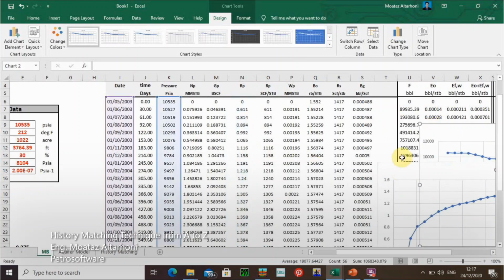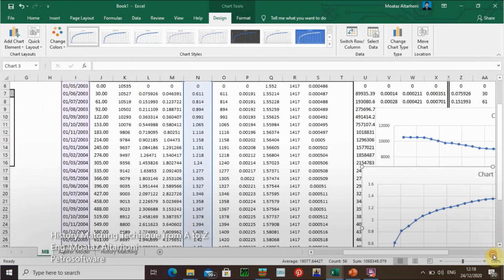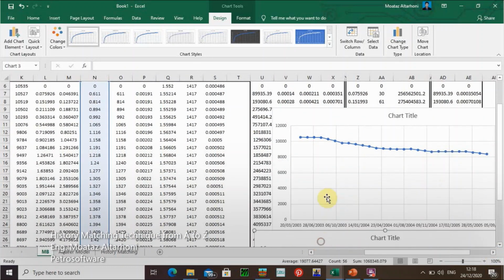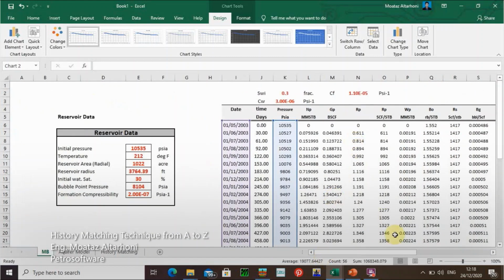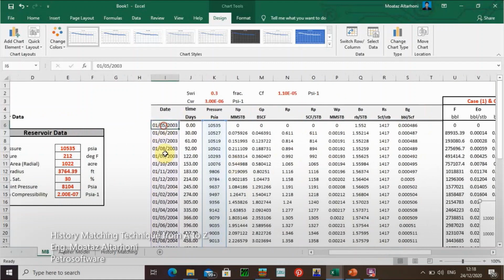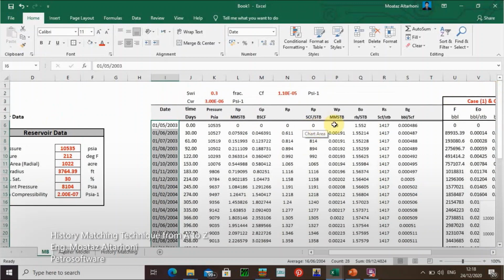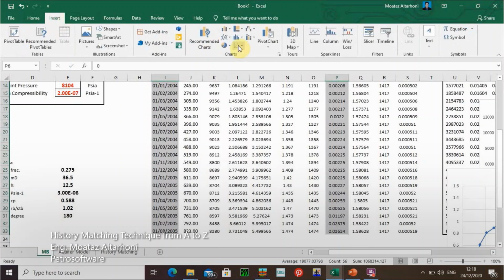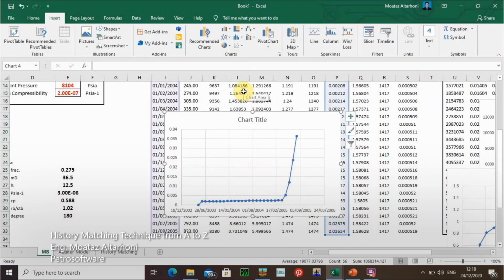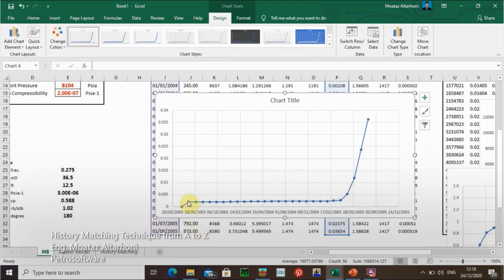And these two plots are very important, they help us understand the classification of our reservoir, and we need to see the water production. It's one of the most important parameters, we need to see how it looks. Oh, we can see here the water production is nearly constant here.